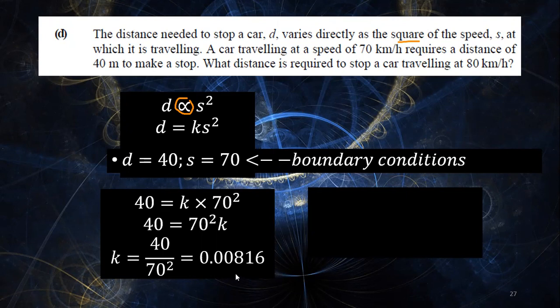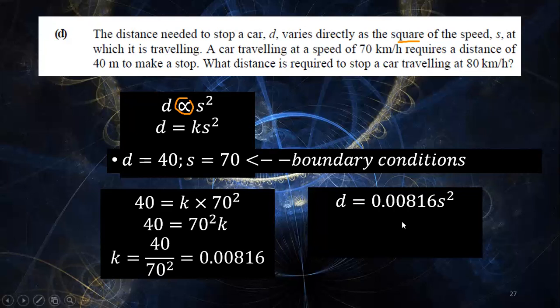Okay, great. Now that we've found the value for k, we're going to rewrite this equation and include this number here, which is the value for k. So it's going to be D is equal to 0.00816 S squared. And if D is equal to 0.00816 S squared, we can now find the distance required to stop a car traveling at 80 kilometers per hour. We're just going to substitute the S for 80 and multiply.